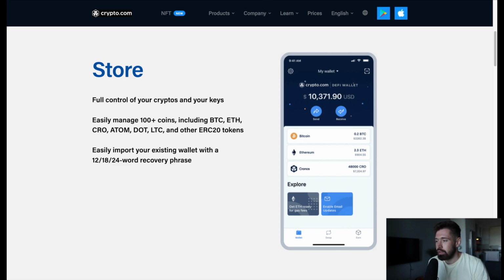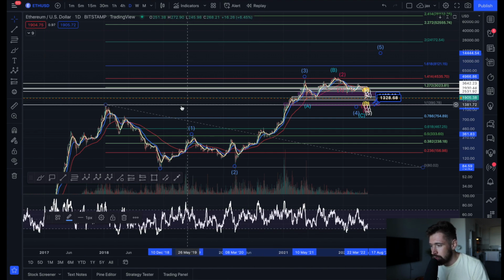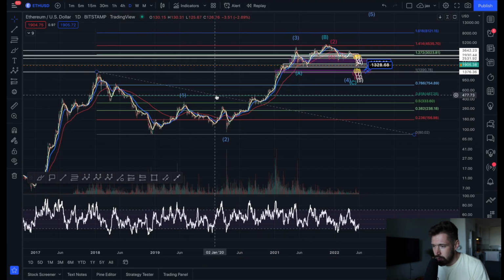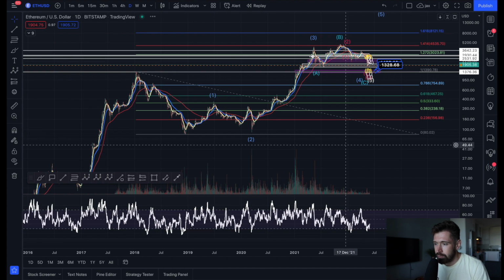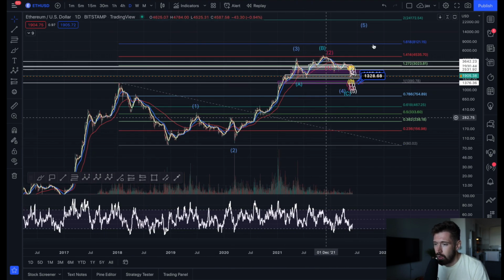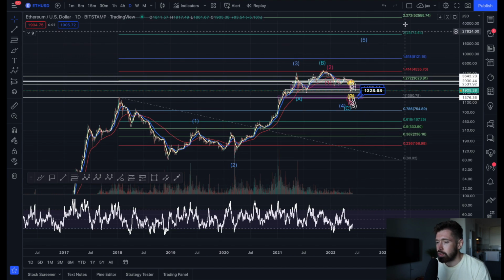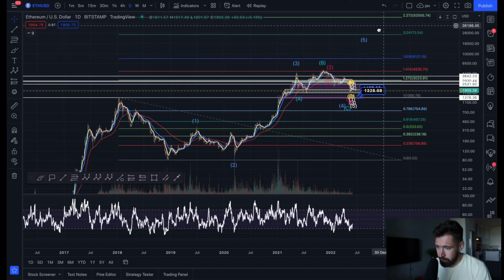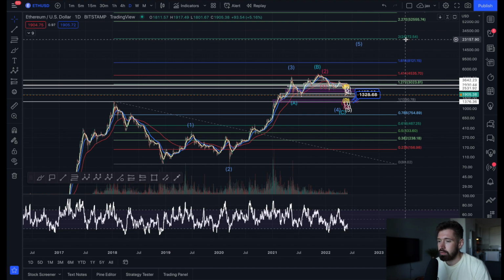So let's jump over to Ethereum. We're going to start here on the daily as well. As I mentioned in our Bitcoin video, I do think Bitcoin is going through that wave 4 correction of a much larger Elliott wave sequence, taking you all the way up for Bitcoin in between the 2 and the 2.272. Now for Ethereum, that would be coming in around 24 to 52K, which is of course a possibility.